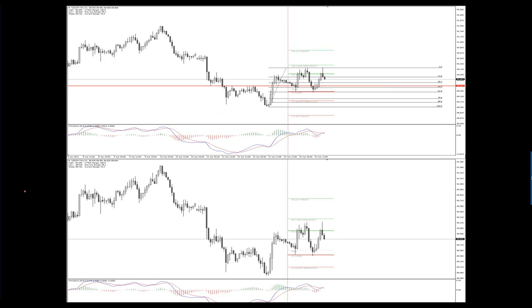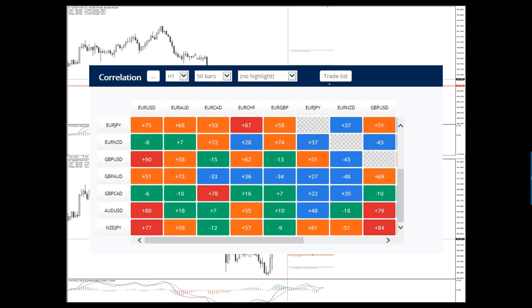New Zealand yen. Okay? New Zealand yen. Look at this. Also the same as euro dollar. It went up, guys. Why did it go up? Because euro dollar correlation and New Zealand yen correlation was red and it was strong.